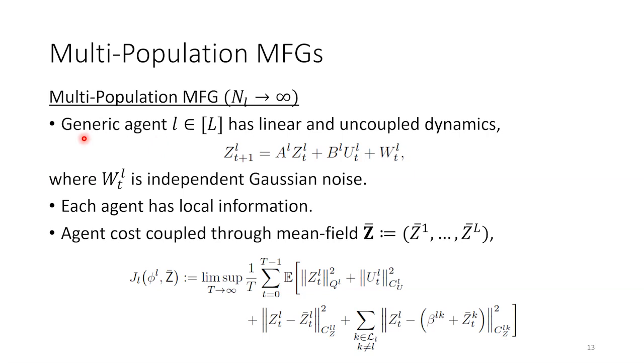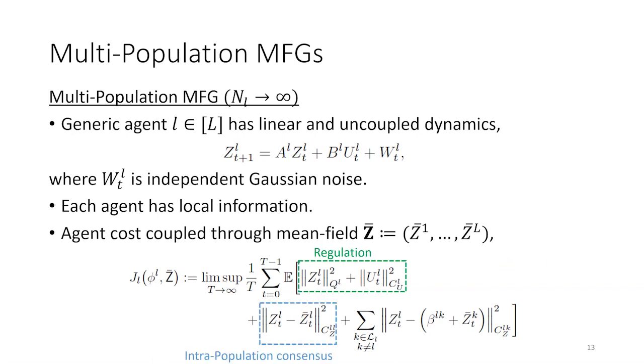Now we can consider a generic agent inside each population L, and it has linear and uncoupled dynamics with independent Gaussian noise. The agent has local information. Now we just replace the aggregate terms with this mean field Z bar. So we still have the regulation terms: the intra-population consensus, where the agent is trying to align itself with the mean field of its own population, and the inter-population consensus, where the agent is trying to have a difference of opinion with mean fields of other populations.